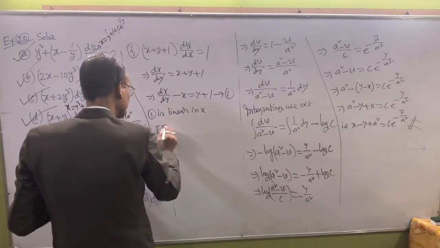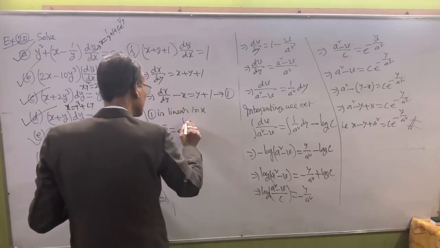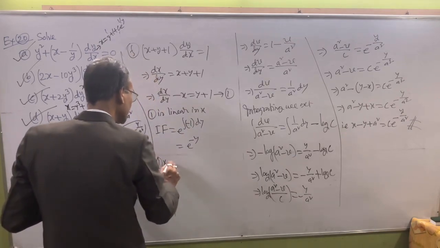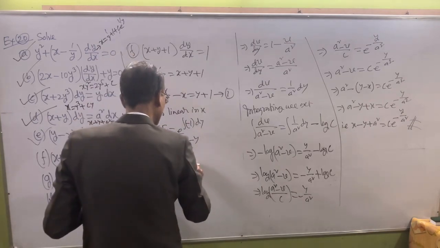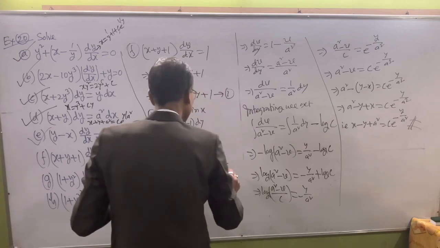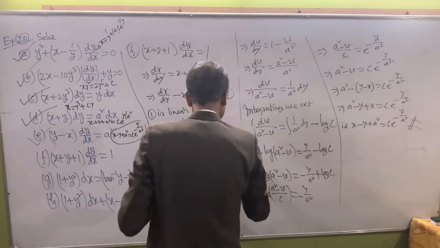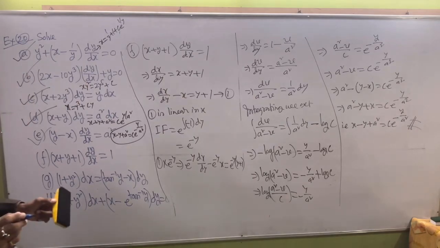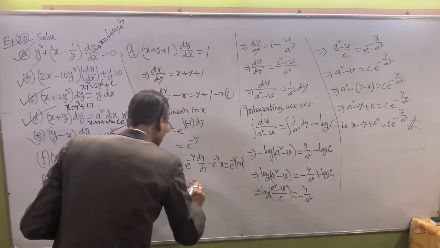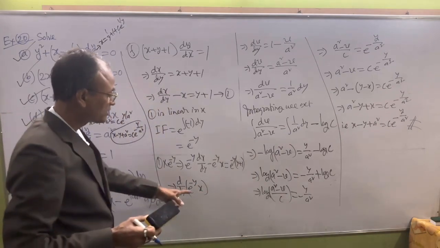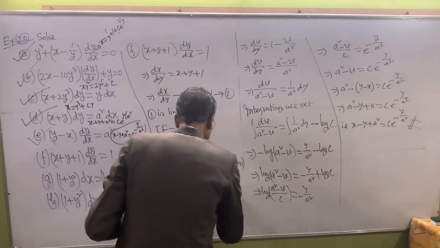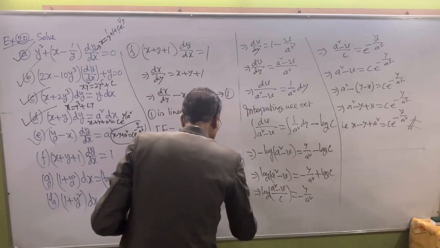Integrating factor equal to e to the power integral of minus 1 into dy, equal to e to the power minus y. Multiplying by the integrating factor, e to the power minus y dx by dy minus e to the power minus y x equal to e to the power minus y into y plus 1. Or d by dy of e to the power minus y x, first function e to the power minus y, differentiation of the second function, plus x, this is equal to y plus 1 e to the power minus y.